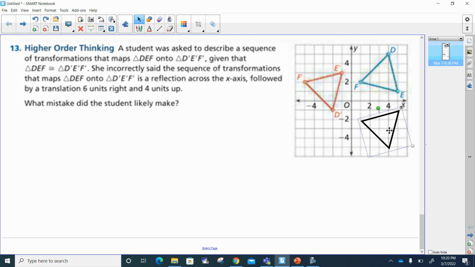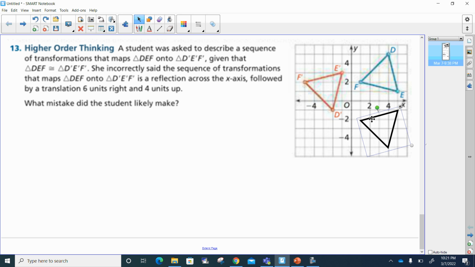Okay. There we go. All right, now this is a reflection of this, and that even shows me 1, 2, 3, 4, and one up over here. 1, 2, 3, 4, and one up here. This is a perfect reflection. All right. Now it's saying across the x-axis, followed by a translation of 6 units right and 4 units up.